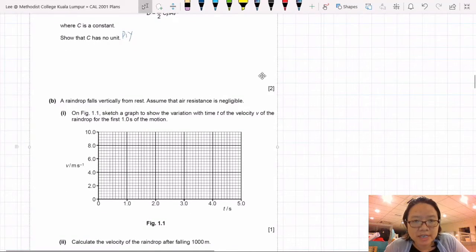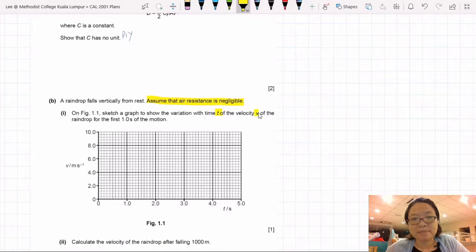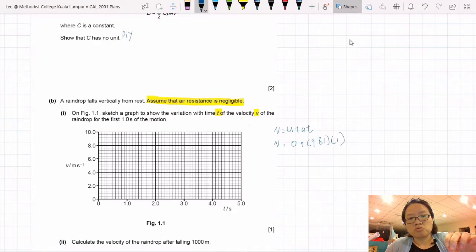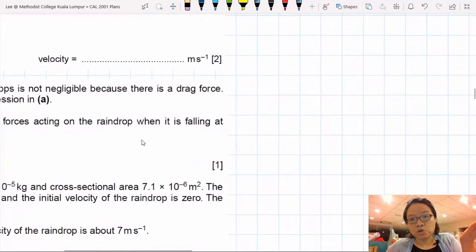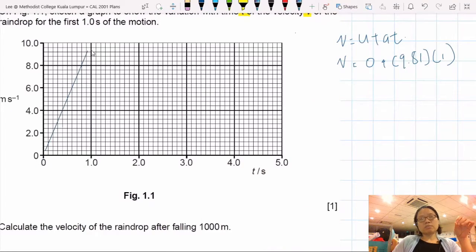So a raindrop falls vertically from rest. Drag force is the air resistance because you travel very fast. But initially, we assume the air resistance is negligible. Sketch a graph to show how velocity changes with time for the first 10 seconds of the motion. If you remember the equation v equals u plus at, the raindrop is free falling if there's no air resistance. So I'm just going to put 0, 9.81 and 1 here. You can see that after 1 second, the speed would have increased from 0 to 9.8, or 0 to 10. So in 1 second, it goes from 0 to 10.